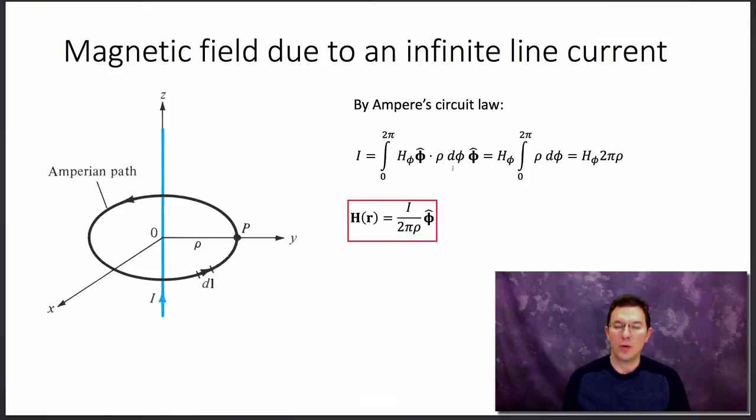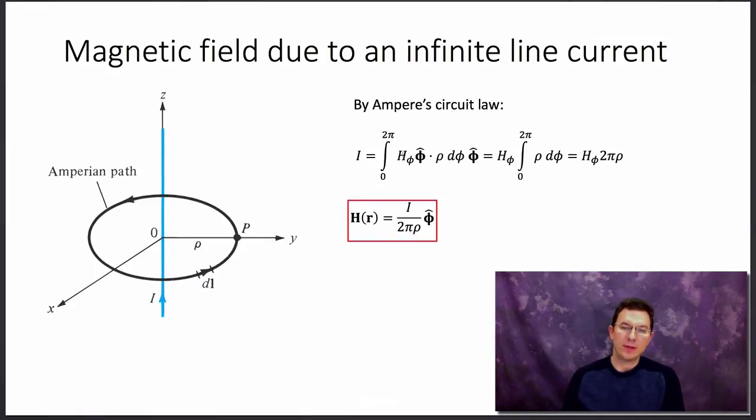This term right here, rho d phi in the phi hat direction, that is dl, and this term right here is simply H. So we're taking H dot dl, and we're going to be integrating it all the way around this contour. That corresponds to phi going from 0 up to 2 pi radians. Okay, all right, take the dot products here.